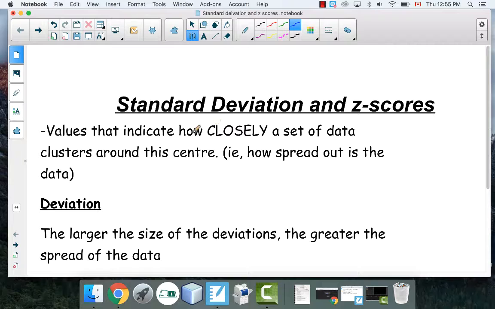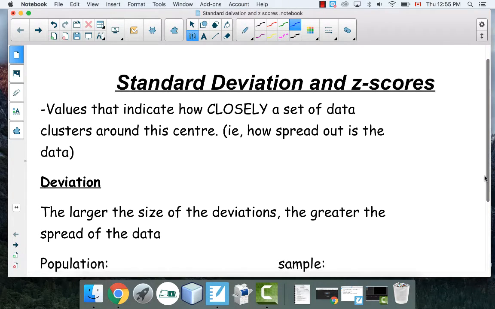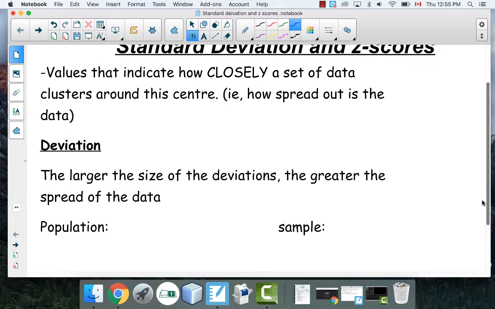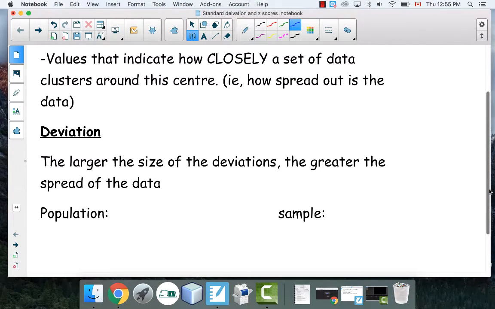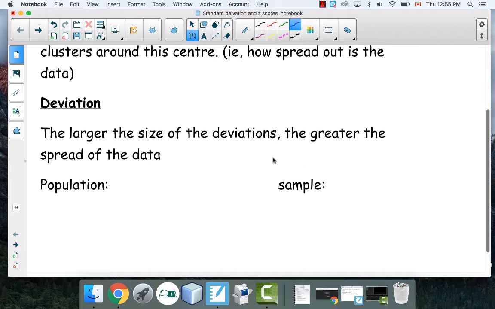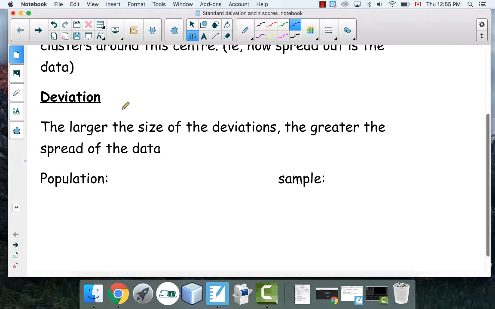So standard deviation, basically what it is, it's going to give you a value that indicates how closely a set of data clusters around the center, which is the mean. So it tells you basically how spread out the data points are. It starts off with just deviation. Deviation is how far away a particular point is from the mean, a single point. So the larger the size of the deviation, the greater the spread of the data.